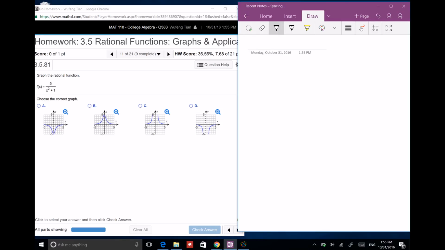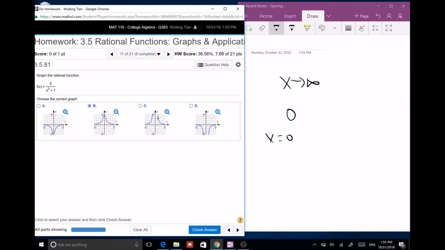Graph this function. Okay, it's all positive. It never can go negative. So B, A, and D are wrong. When x goes to infinity, it's 0, okay, but at x equals 0 it's 5, okay, so it's B. There is no vertical asymptote.